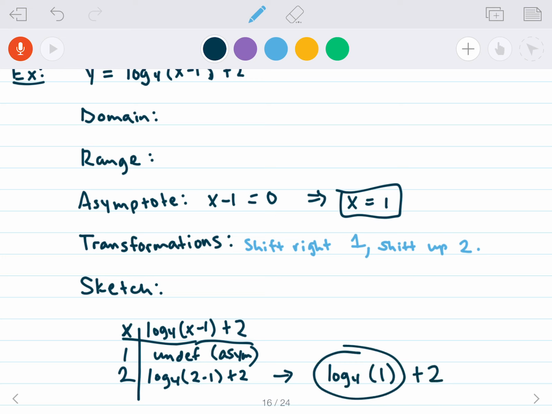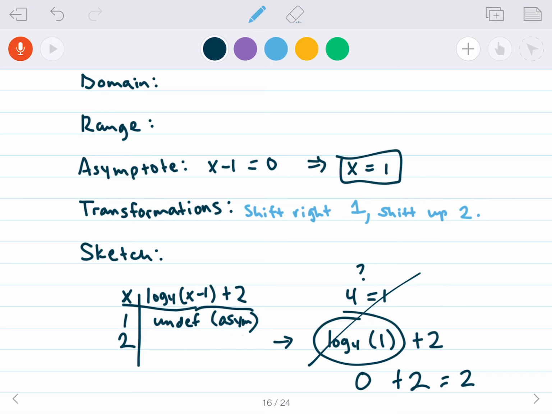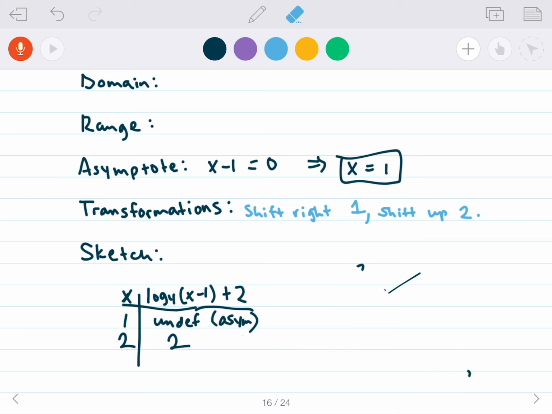Now what is this whole thing going to? This is saying 4 to what equals 1? That has to be 0. So this whole thing has to go to 0. 0 plus 2 is 2. So our output is 2. Our input is 2, our output is 2. I'm going to be kind of lazy and just not get another point. This is enough because my base is 4, which means it's increasing. I know it's going to be just a basic sketch.